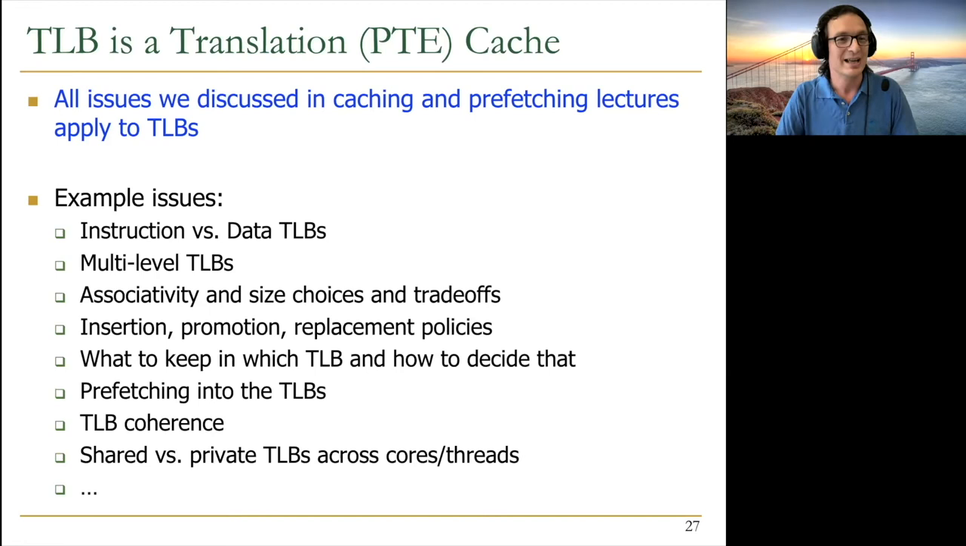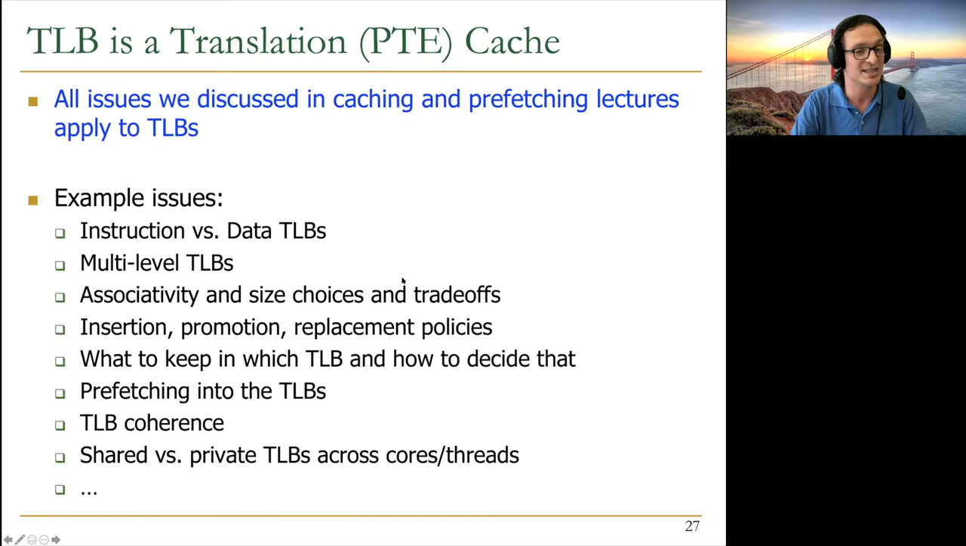And as I said, a TLB is a translation or PTE cache. It caches PTEs, page table entries. And all issues we discussed in caching and prefetching lectures apply to TLBs. For example, usually TLBs are split between instruction and data because they're needed in different parts of the pipeline. And we discussed the advantages and disadvantages of instruction and data caches. Same things apply to TLBs. We have multi-level TLBs. We have associativity, choices in terms of size, trade-offs in terms of block size, et cetera. All of them apply. Insertion, promotion, replacement policies.